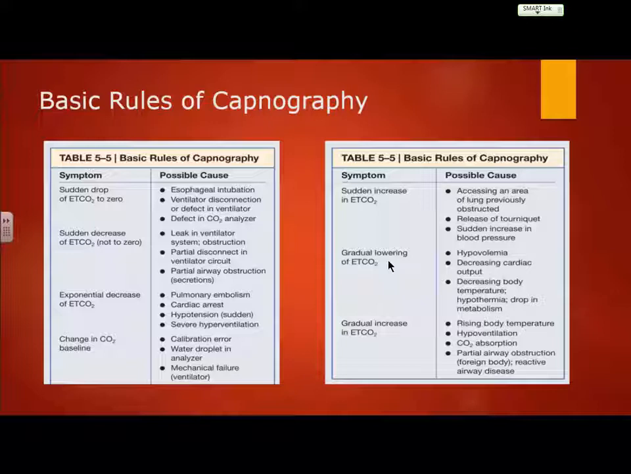Other things: a sudden decrease, but not to zero. That's the big deal here. If it drops to zero, you're not getting anything out, so there is a breach somewhere, all right? Sudden decrease, but it's not to zero: you may have a leak in the circuit. It needs to be a closed circuit. If I've got a leak anywhere between that expired breath and the monitor, I'm going to lose some of that sample, right?